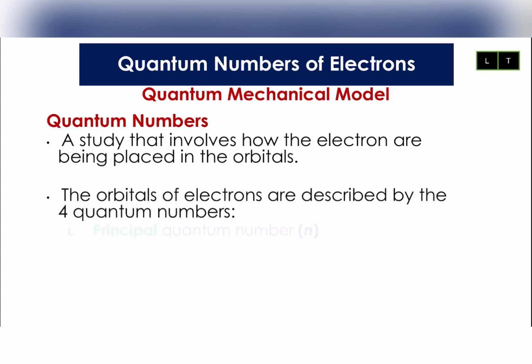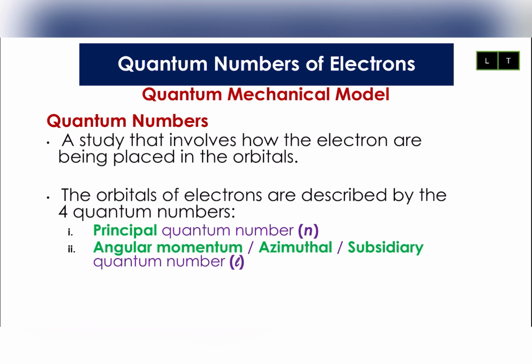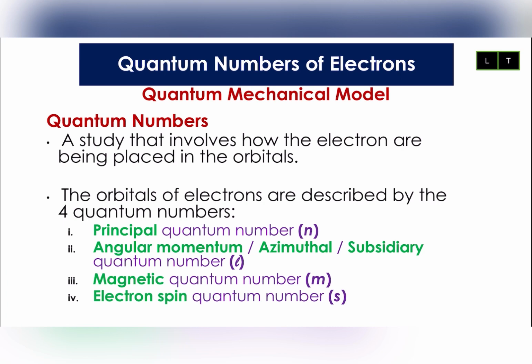The first one is the principal quantum number. The symbol is small letter n. Next, angular momentum quantum number. You also have another different name for that. The symbol is L. Next, we have the magnetic quantum number. The symbol is M. And last one, electron spin quantum number. These four quantum numbers we are going to use to describe one electron in the electron cloud.